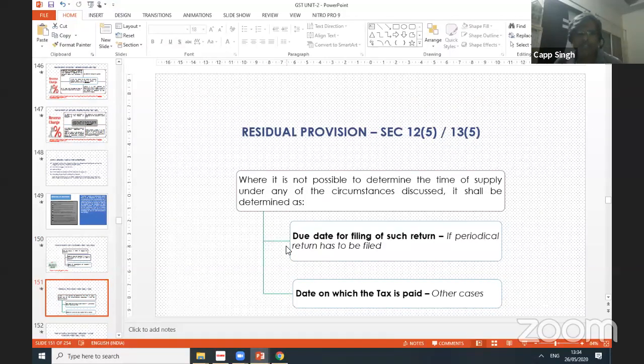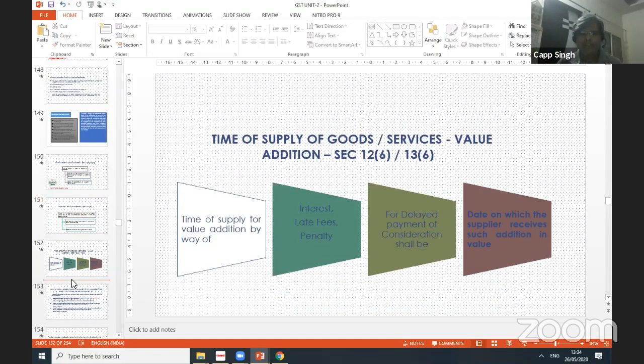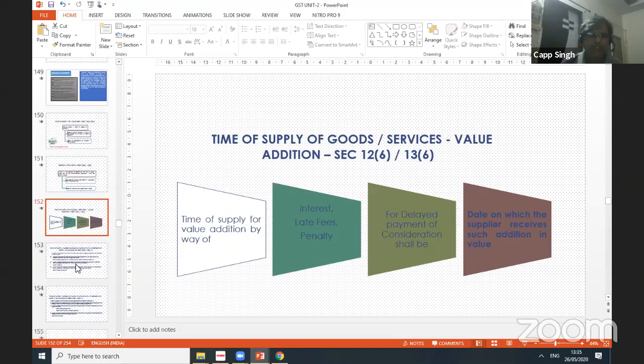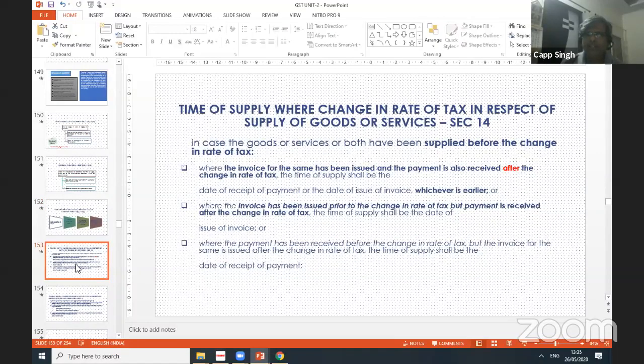And the residuary provision, if no provision is applicable, as we have discussed, then the due date of filing of return shall be the time of supply, or the date on which tax is paid. So I have just discussed. Now one point is left out: in the case of a late fee charge, interest charge or penalty charge for late payment of consideration, the time of supply shall be the date on which this late payment, penalty or interest is received from the customers. So broadly, I have covered this proposition.